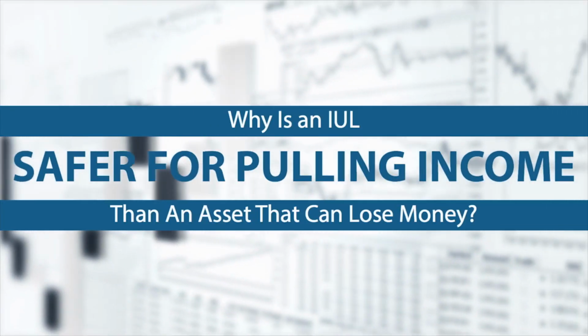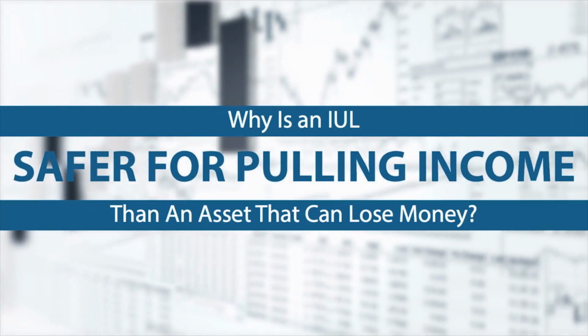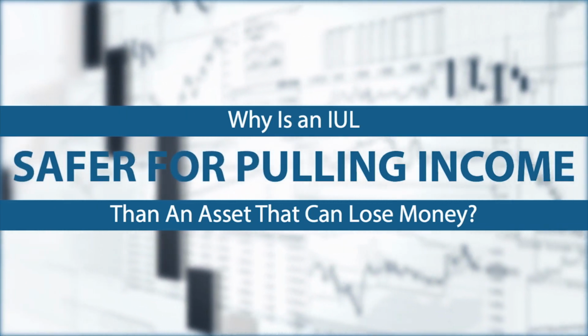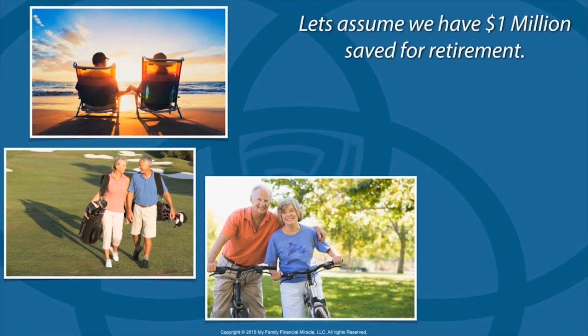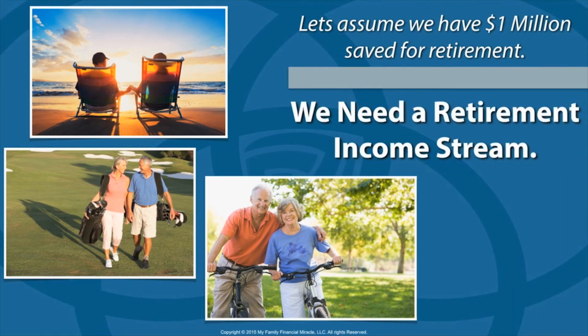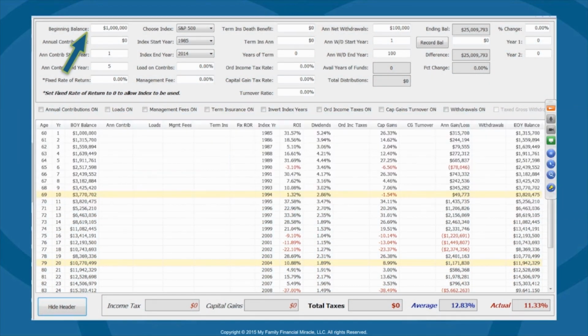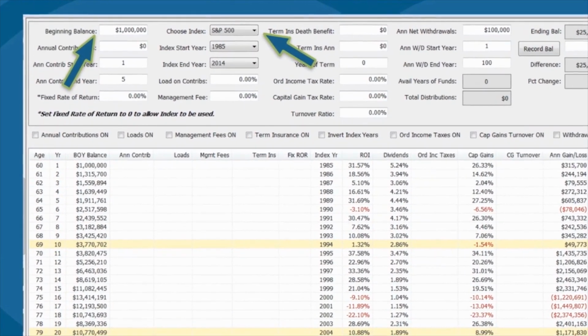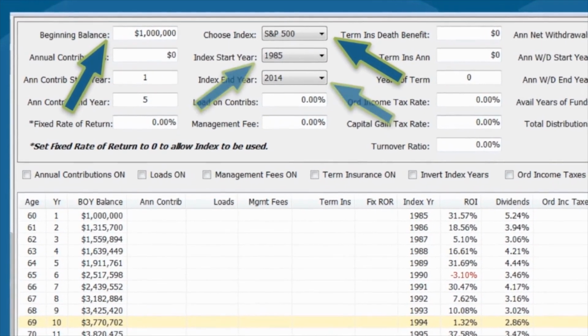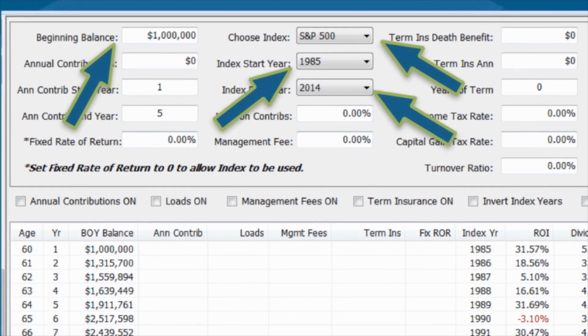So why is using an IUL safer for pulling an income stream than pulling the same income stream out of an asset that can lose money? Let's assume that we have $1 million. We saved it for retirement that we need to provide us with a steady retirement income. I'm going to show you pulling an income stream off of a 100% stock portfolio. We're going to use the S&P 500 Total Return Index for this account. We're going to use the last 30-year history for that index from 1985 to 2014. We're going to ignore taxes, trading costs, management fees, and loads. I want to focus solely on sequence of return risk.